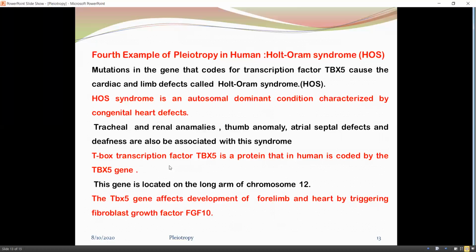The T-box transcription factor TBX5 is a protein that in human is coded by the TBX5 gene. This gene is located on the long arm of chromosome 12. The TBX5 gene affects development of forelimb and heart by triggering fibroblast growth factor FGF10.